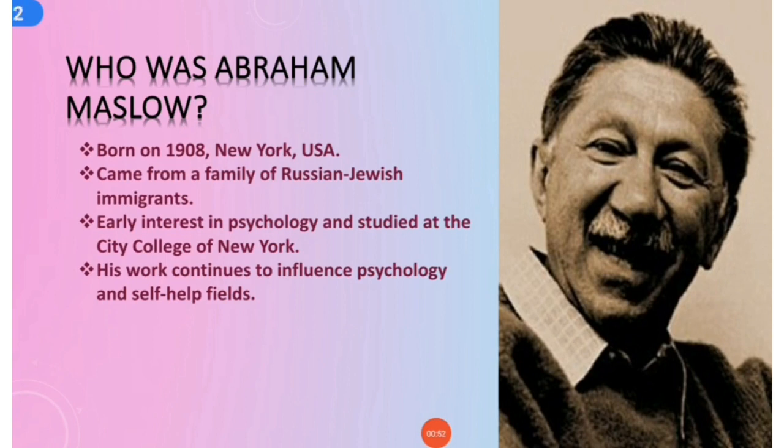Maslow's famous hierarchy of needs theory was introduced in 1943, and he published his seminal work on motivation and personality in 1954. He served as president of the American Psychological Association in 1967 and passed away on June 8, 1970 in California, USA. His work continues to influence psychology and self-help fields.